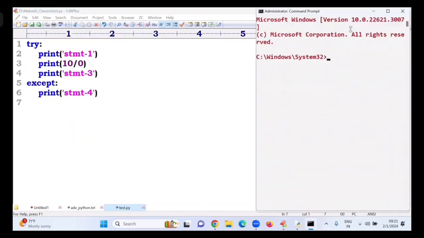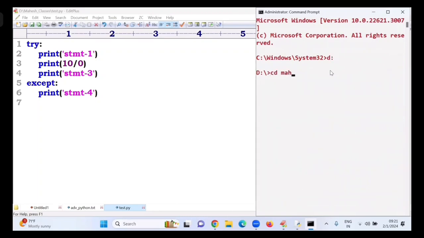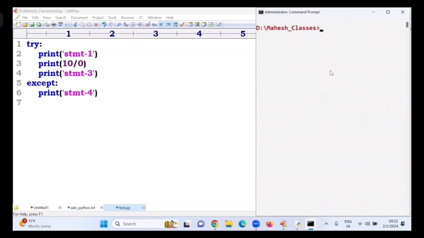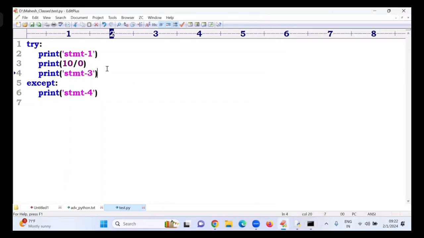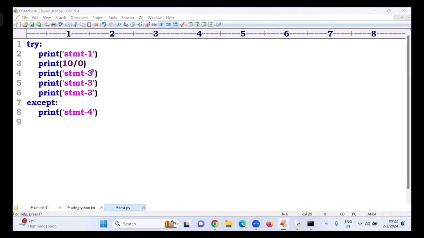So if I run this program, what is the output we will get? Which statements will be executed? 1, 4. There is no chance of executing the third statement because, as I am telling, once an exception is raised, it goes to the next block, skipping the remaining statements. Suppose, not only 3, assume the same statement is available 3 times. Is there any chance of executing 3, 4, 5, 6?